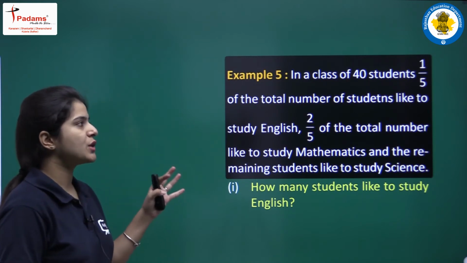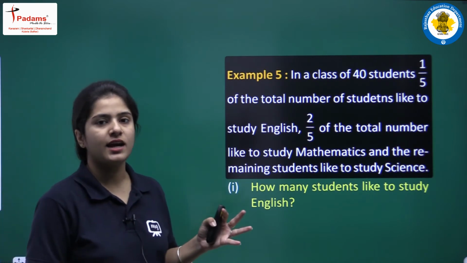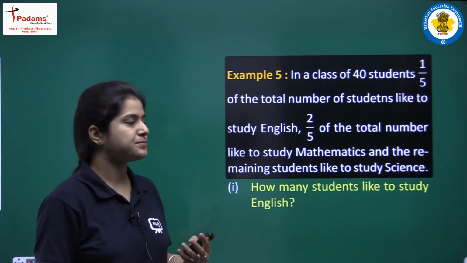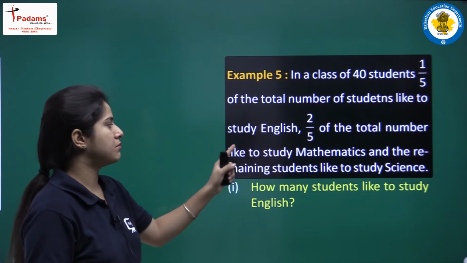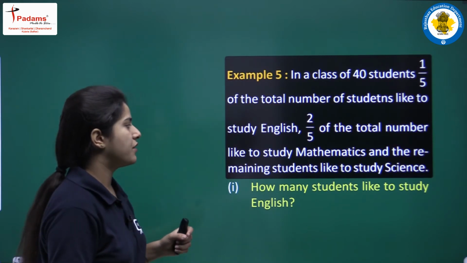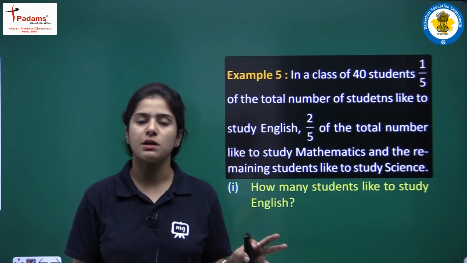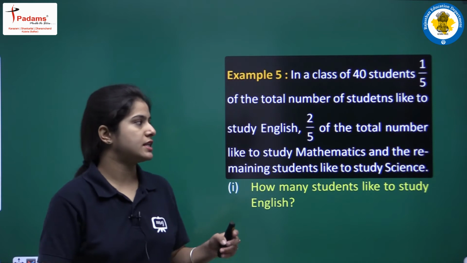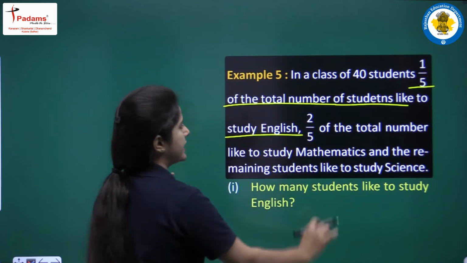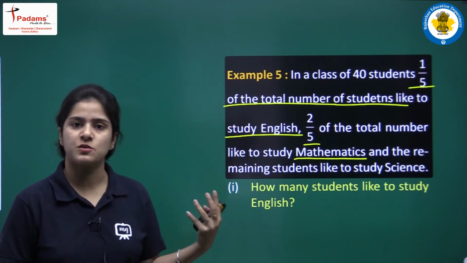Example: in a class of 40 students, 1 upon 5 of the total number of students like to study English. How many of them like to study English? 1 upon 5th part of 40. 2 upon 5 of the total number like to study mathematics, and the remaining students like to study science. In this question it is clearly mentioned that 40 is the total number of students. Out of the total 40, 1 upon 5 like to study English, 2 upon 5 like to study mathematics and the rest of the students like to study science.